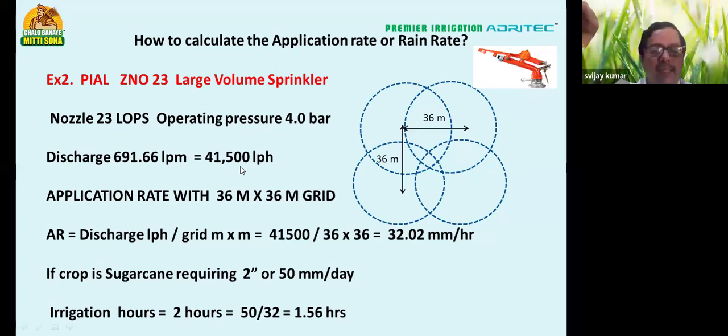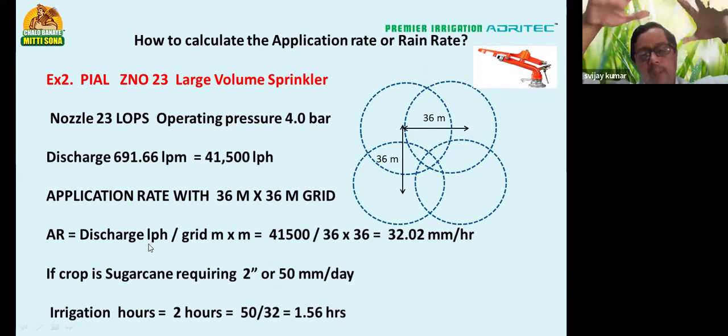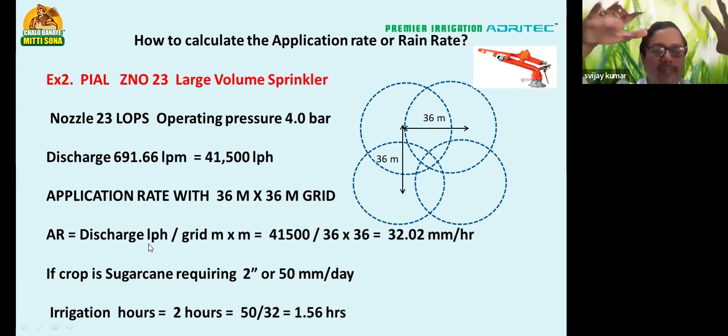And with this 36 meters by 36 meters grid, the application rate is very easy to calculate. It is nothing but the discharge of the sprinkler divided by the grid spacing. I am using the same formula. So 41,500 divided by 36 into 36 will give me 32 millimeters per hour. That means it is going to give me almost 32 millimeters per hour.